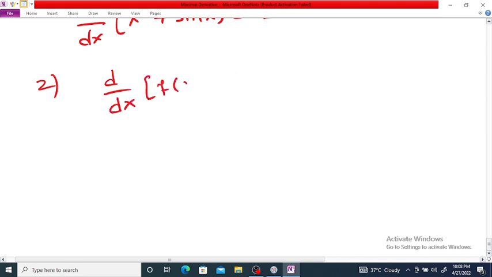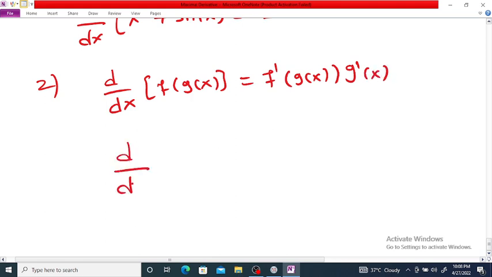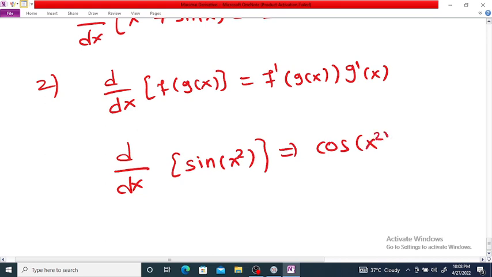Second, the derivative of a composite function. If f of g of x is given, then its derivative is equal to f dash g of x into g dash of x. That is, suppose you want to determine d by dx of sine x square, then the derivative of sine x is equal to cos x square, and again derivative of x square is equal to what? Twice x. So this is called the derivative of composite function.